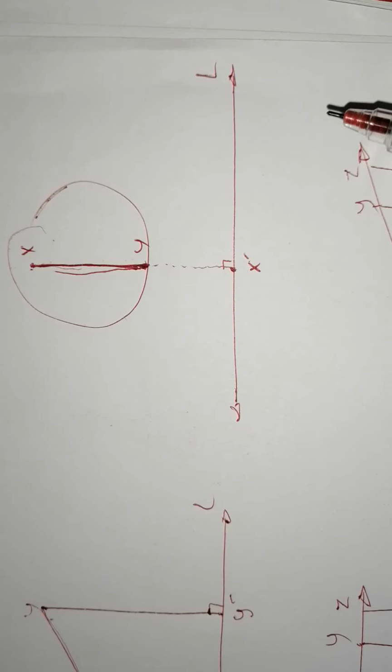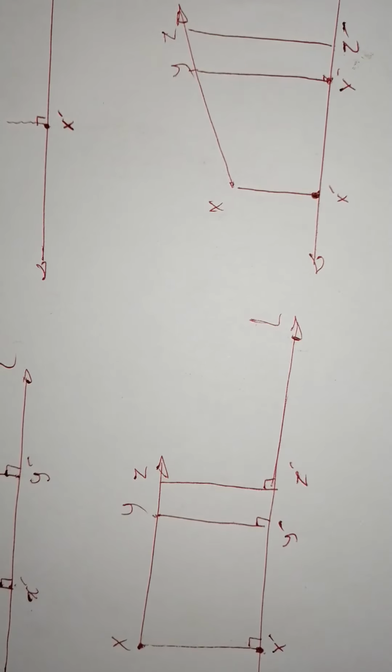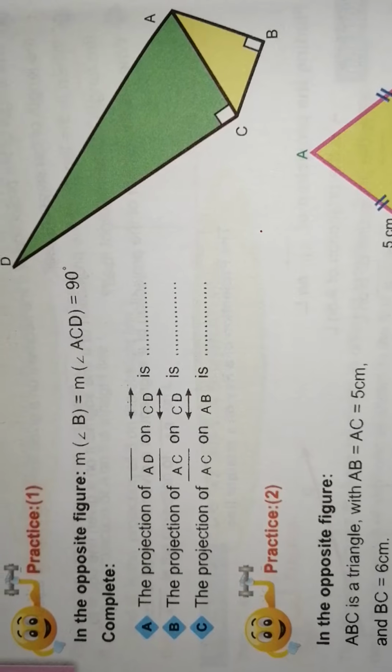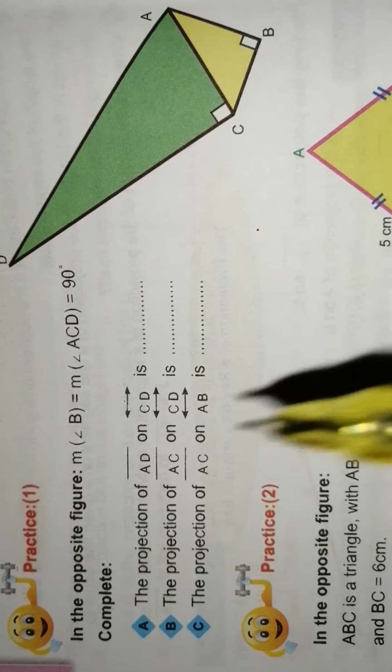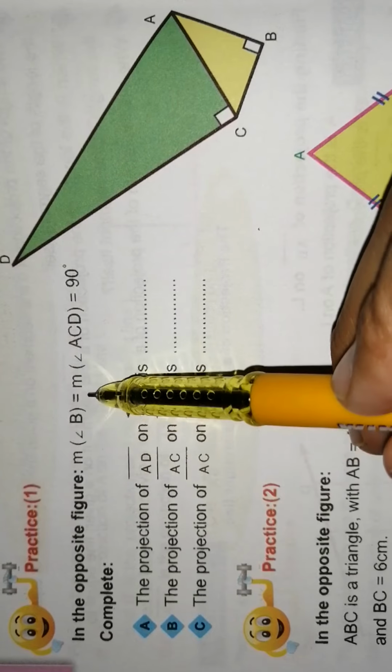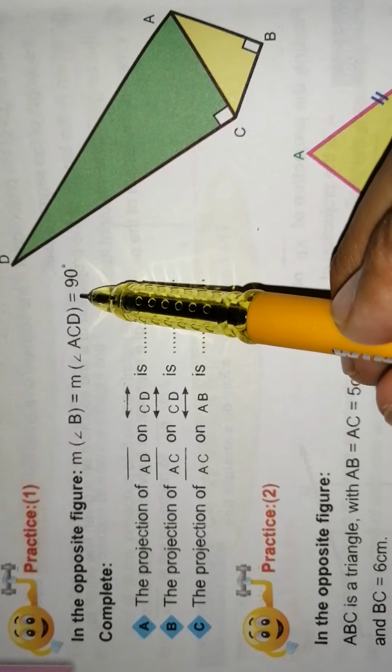That's very good. Let's move to our questions today. Page 88, practice 1. In the opposite figure, the measure of angle B equals the measure of angle ACD, which is equal to 90.